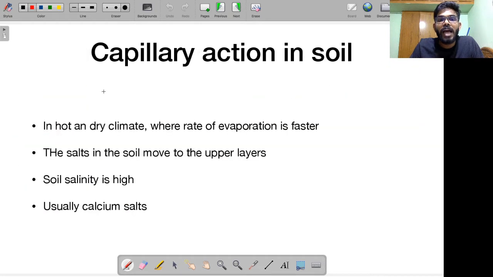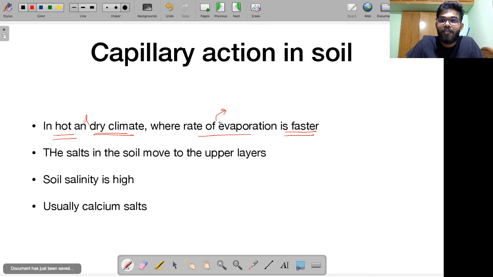Alright. Capillary action, remember, happens in hot and dry climate. You have to remember what kind of action takes place where. It happens where the rate of evaporation is faster. That means if you go to a hot and dry climate, the rate of evaporation is obviously going to be faster because it is, after all, hot and dry. The rate of evaporation means how soon water can evaporate and become water vapor. Higher the temperature, faster is the rate of evaporation.